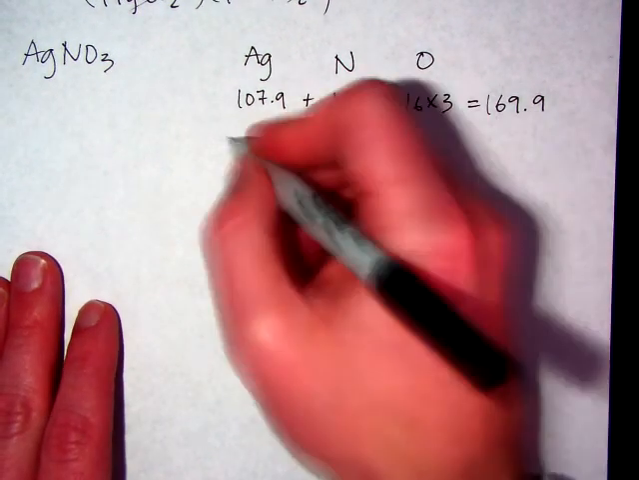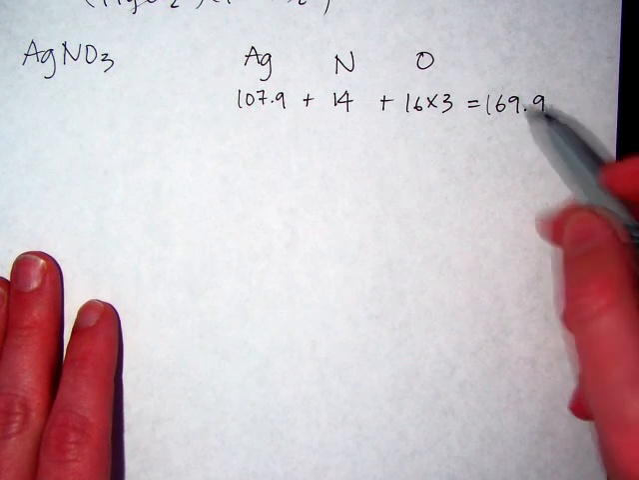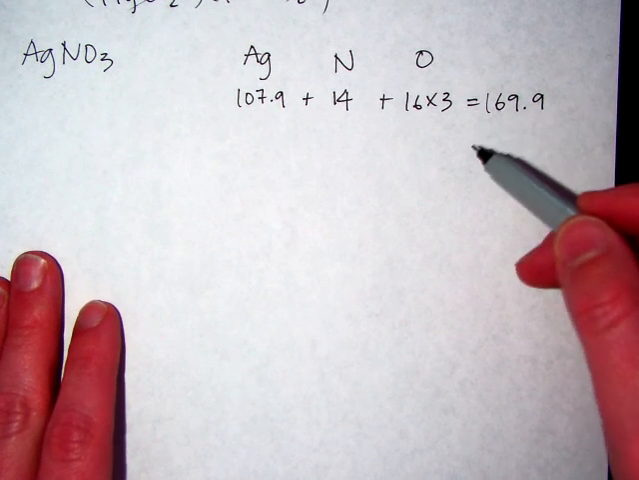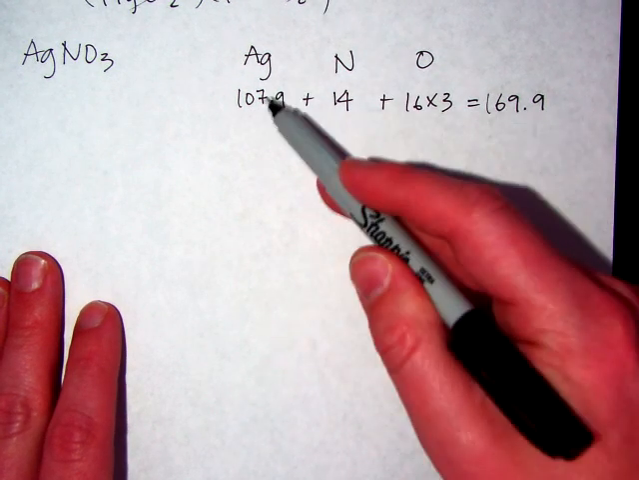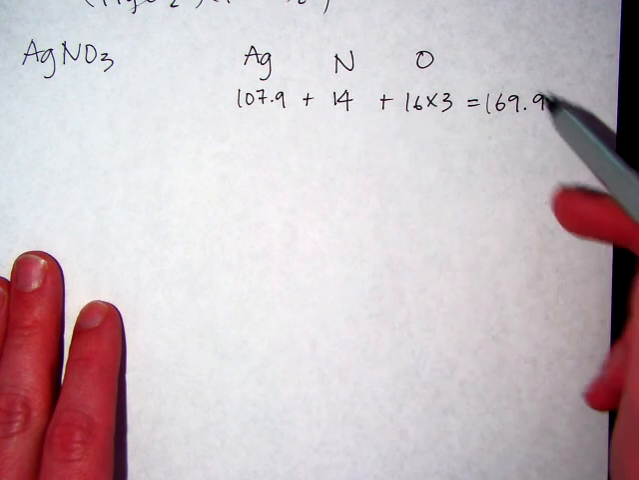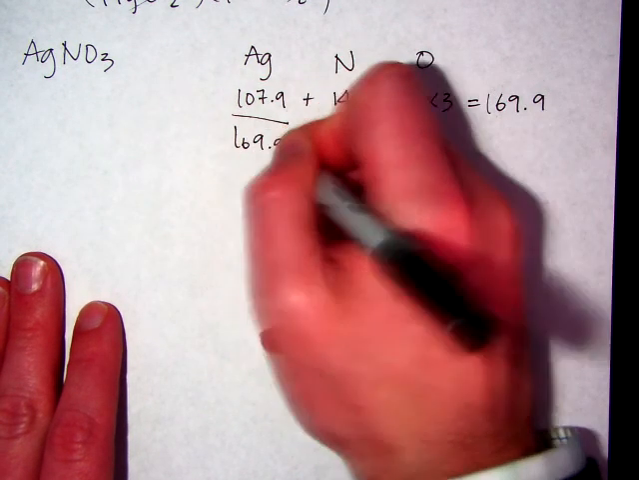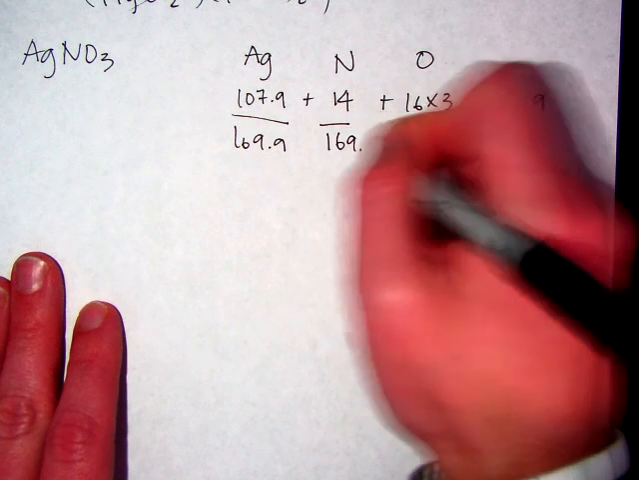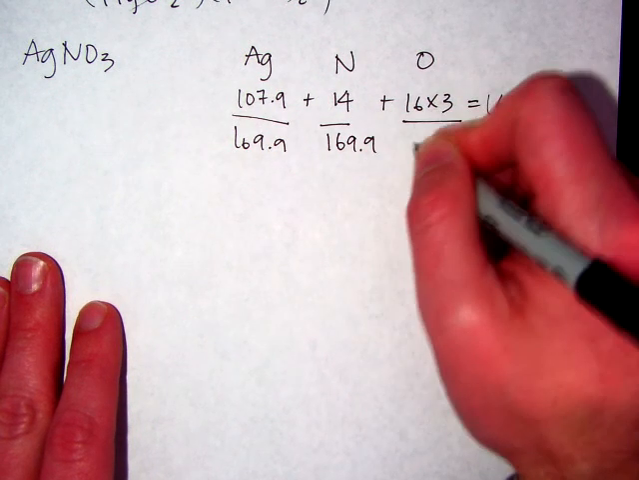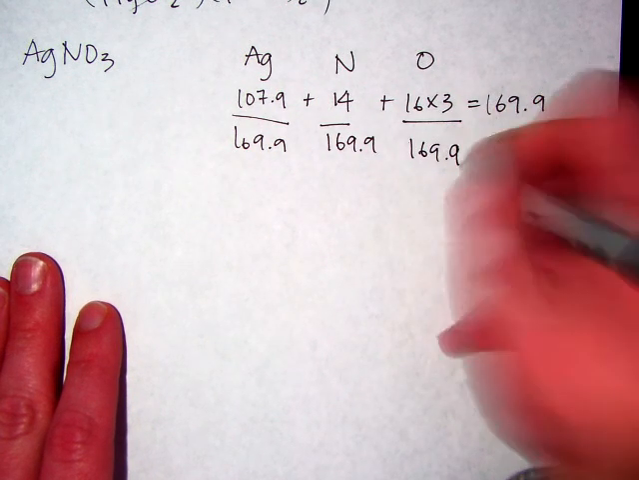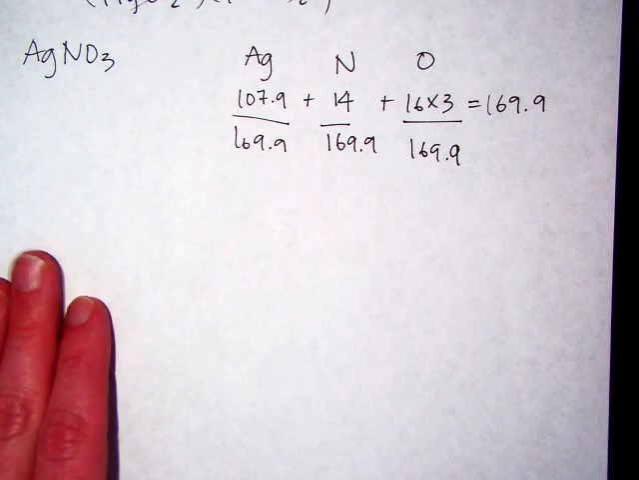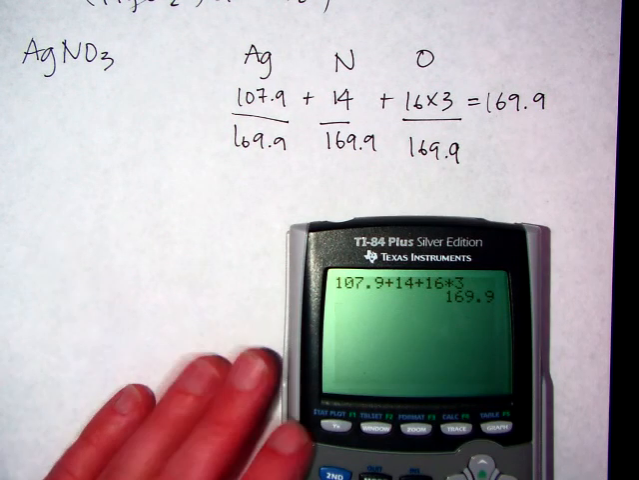Please stop. So you find the molar mass, and you add that up, and you get the total just like we've been doing the entire time. Then you divide each individual number by the total molar mass. So you take 107.9 and divide by 169.9. Take 14 and divide by 169.9. Take 16 times 3 and divide by 169.9 to find the individual percentages like you would have for any other percent problem that you've ever done in the history of your life.